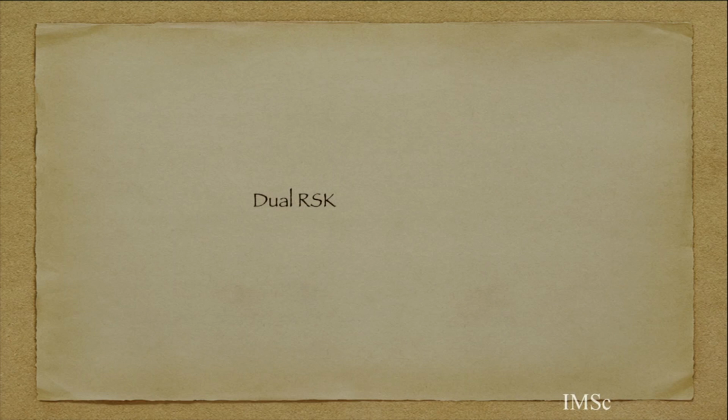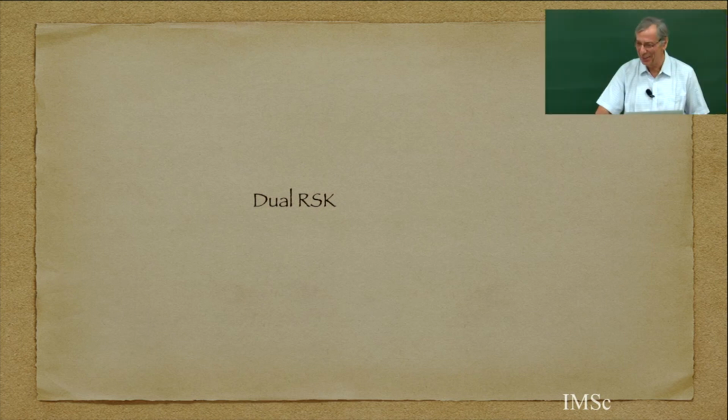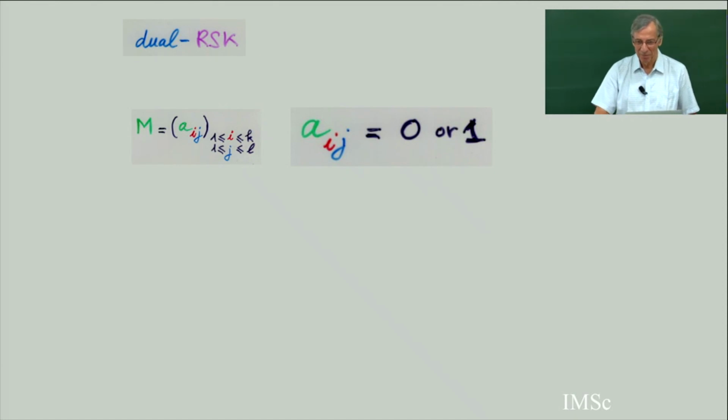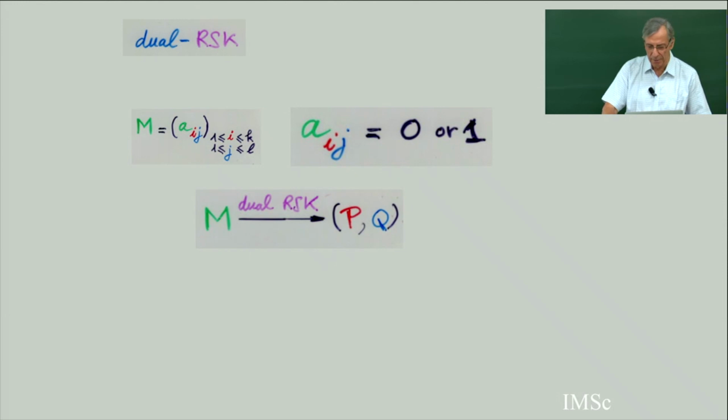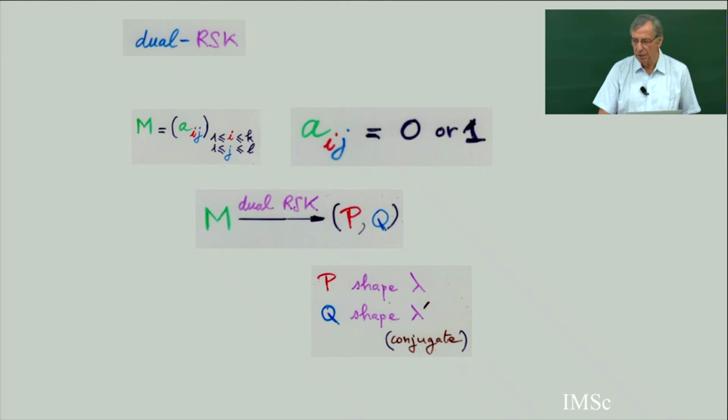So now dual RSK. Amri was asking for a dual RSK. 2 days ago I came to my office and it was wrong, but now I think I have corrected the right rewriting rule for dual RSK. So dual RSK works with matrix a_ij equals 0 or 1. And then the dual RSK is the correspondence between such matrix and a pair PQ, such that P is a semi-standard tableau of shape lambda, and Q is a semi-standard tableau of shape lambda prime, where lambda prime denotes the conjugate of lambda.